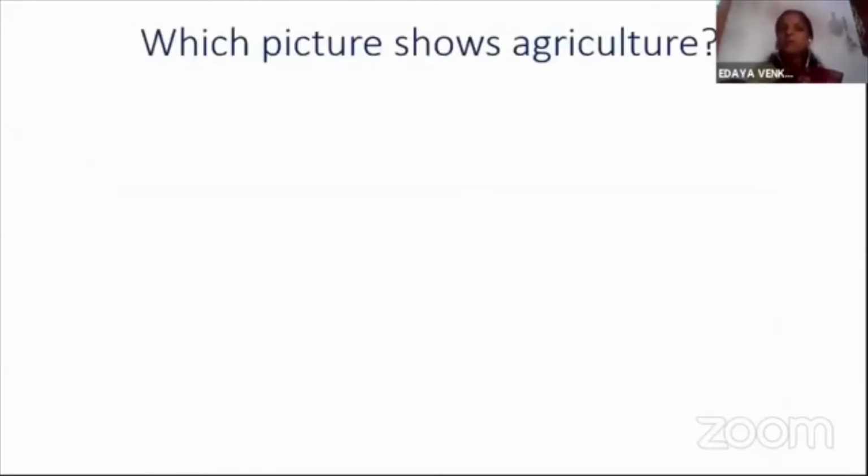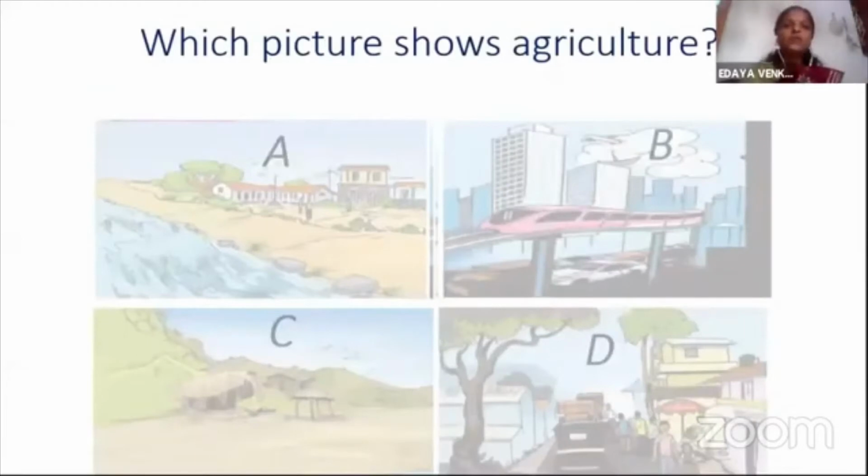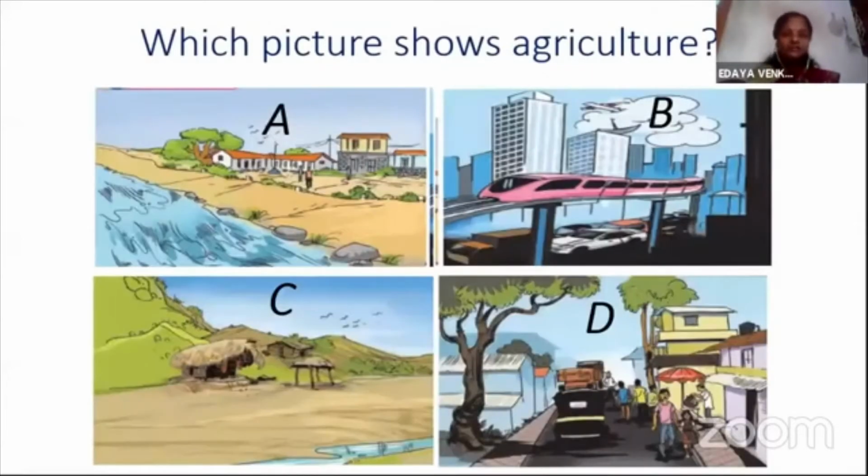Now observe all the pictures and let me know which picture shows agriculture. A. Why do you think A? Just justify your answer. Whatever picture you select, I want a reason. Why are you listing that picture as agriculture?